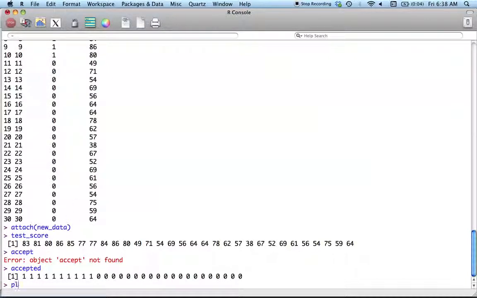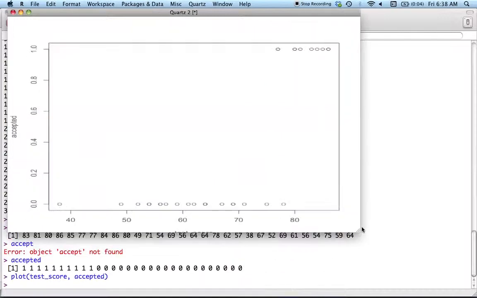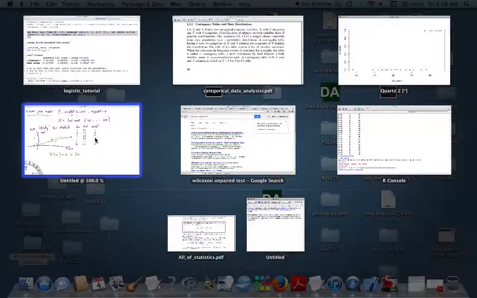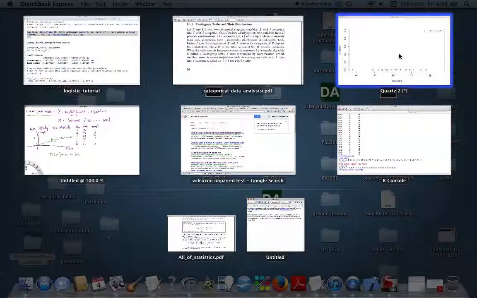So let's take a look at this thing. We want test score on the x-axis, and accepted on the y-axis. Okay, so this looks pretty similar to my completely made up little drawing here. Okay, fair enough.